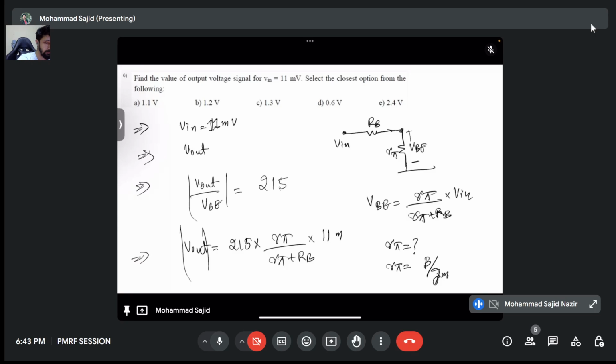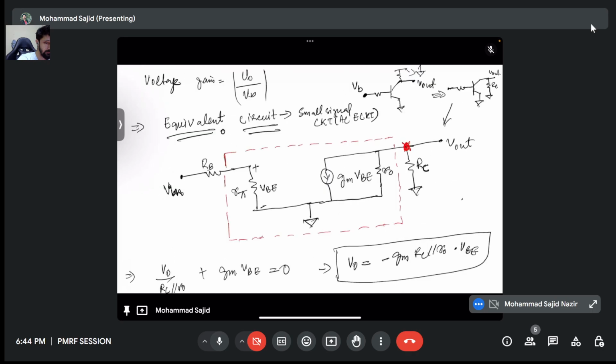Another formula we can use for R pi is VT by IB. This is another formula which you can use for R pi. VT is 26 millivolt and IB is given as 10 to the power minus 6 ampere. So R pi comes out to be 2.6 kilo ohm. And RB is also given in the question as 2.6 kilo ohm.